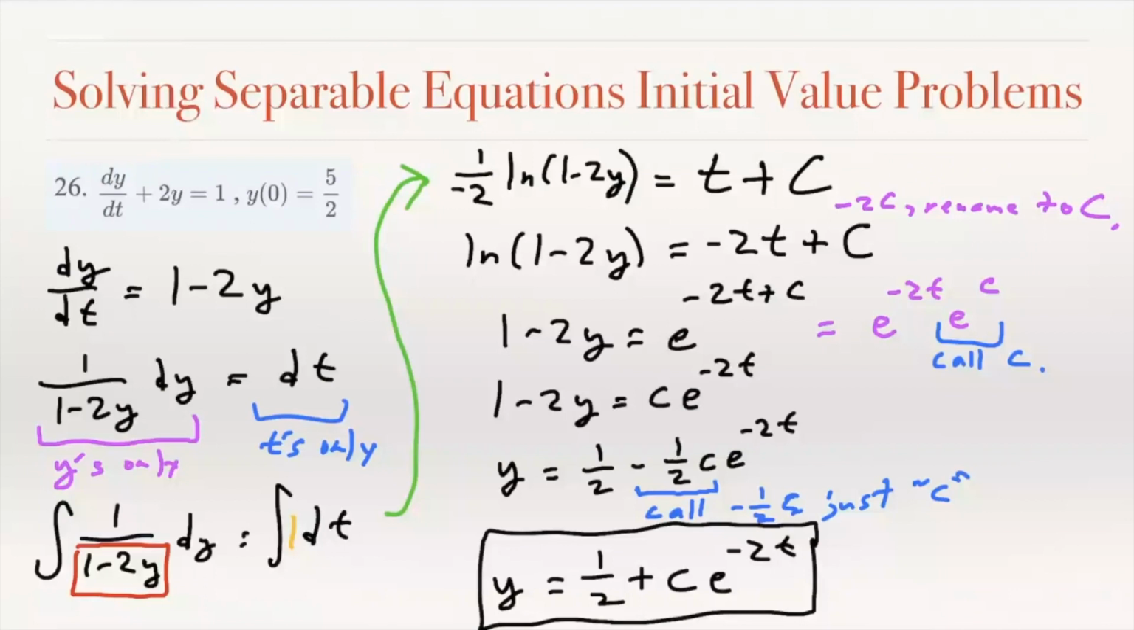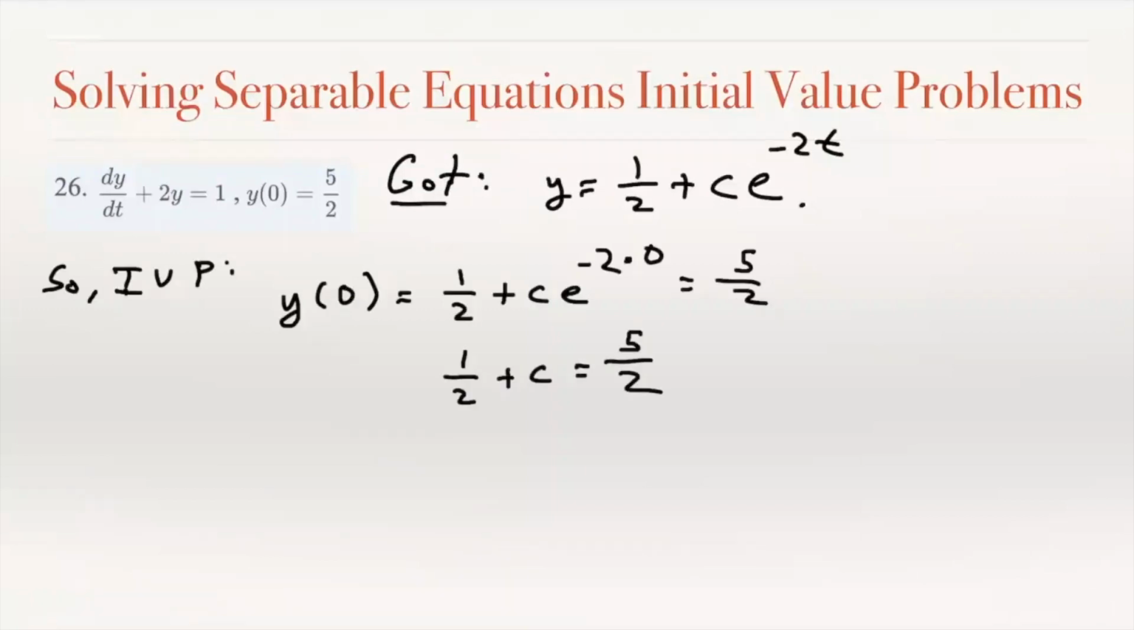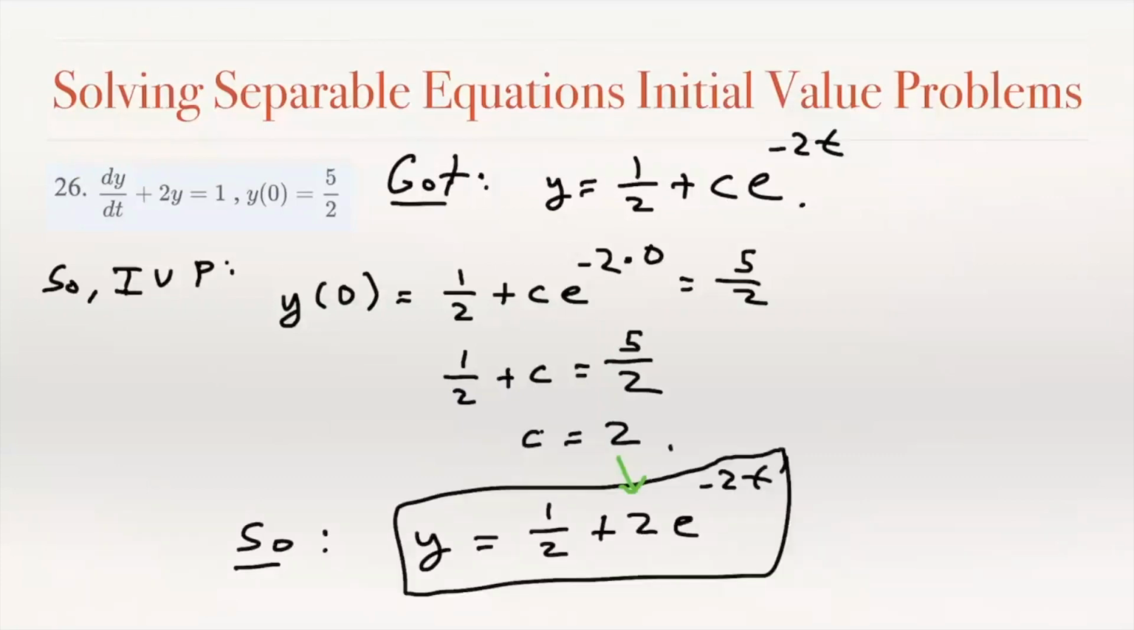And now solving the initial value problem, we plug in y of 0, that's 1/2 plus c e to the -2 times 0, which must be 5/2. E to the 0 is 1, so we get that, and thus c is 2. So our solution to this initial value problem is 1/2 plus 2 e to the -2t. All right, that just about concludes this lecture. We now know how to solve separable differential equations and initial value problems associated with them.